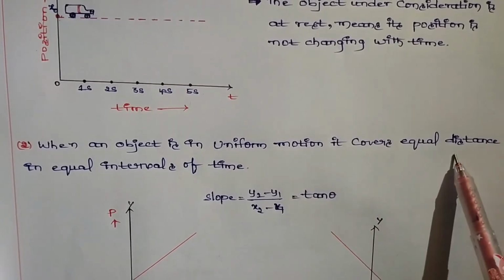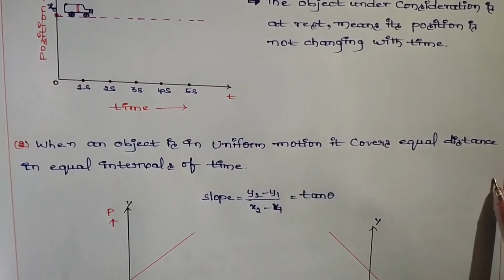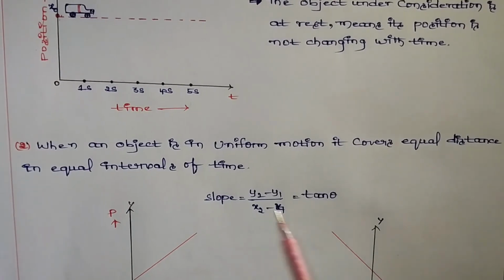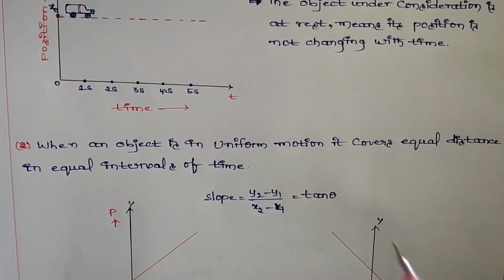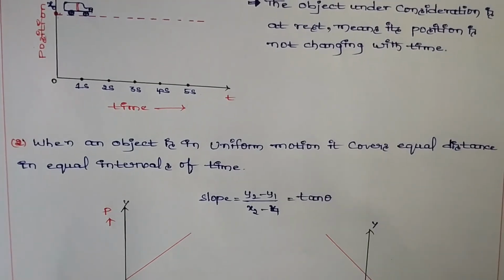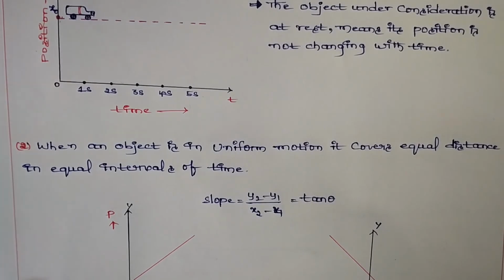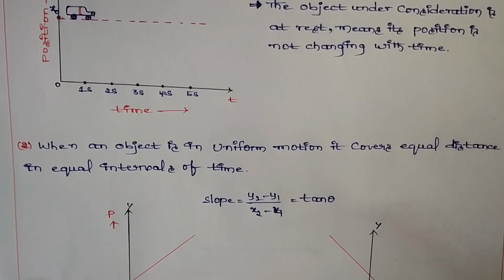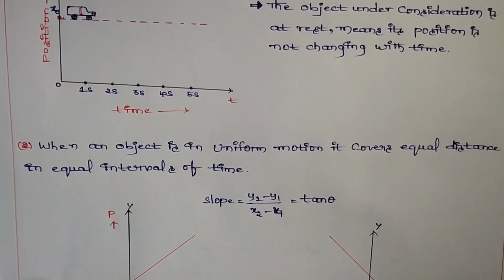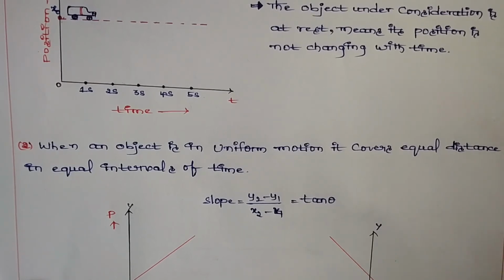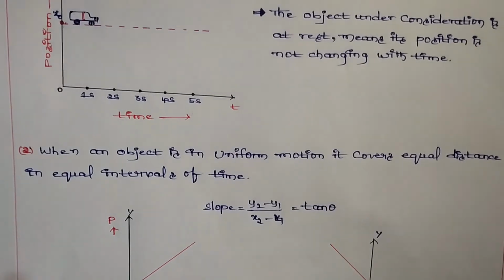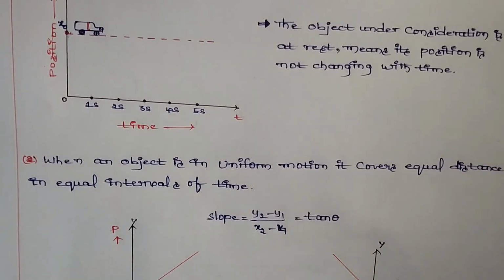It covers equal distances in equal intervals of time. Time is also in equal intervals. That is, the difference will be 1 hour, 2 hour, 3 hour, 4 hour. The difference is 1 hour, 1 hour. In that case, we can say that the object is in uniform motion.